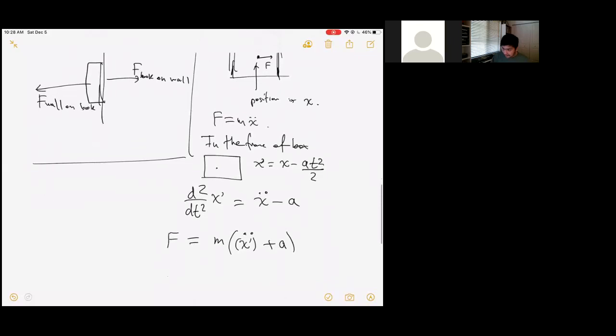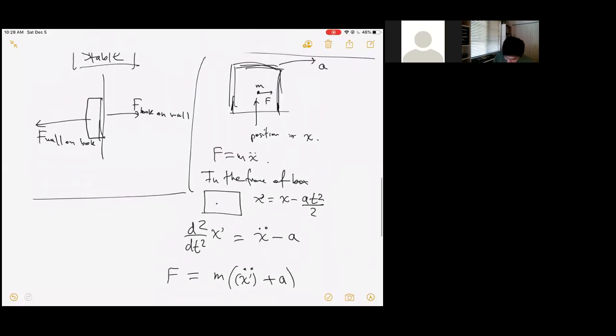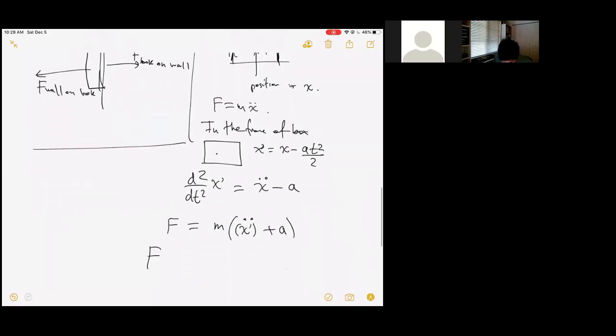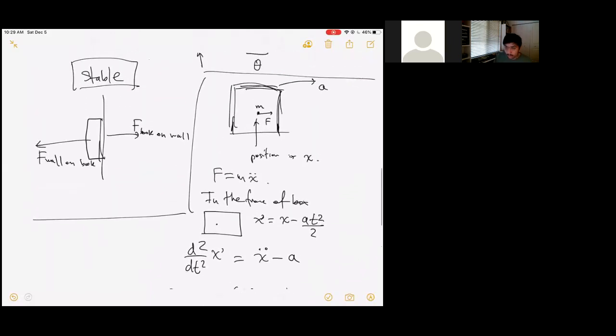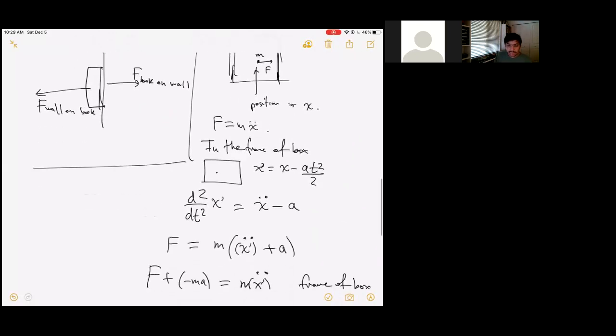Yeah. So what this means is that a is the constant acceleration of the box, which means that F plus negative ma is equal to m x prime double dot. And in the frame of the box, x prime is the true coordinate. So in the frame of the box, it looks like there's a negative force ma pointing backwards everywhere. This is like when you're in a car and you feel pushed backwards. That's what this phenomenon is.